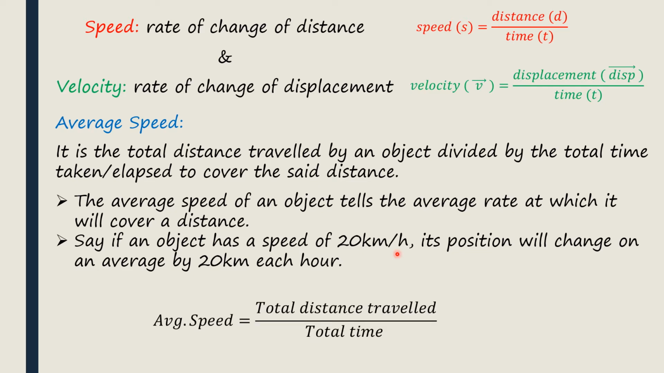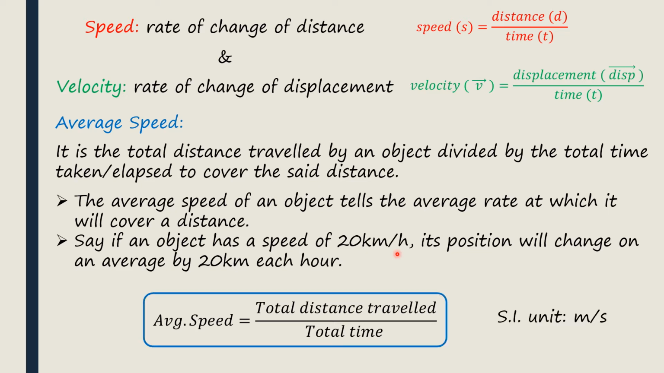Therefore, average speed is equal to the total distance traveled divided by the total time. The SI unit for average speed is the same SI unit that we use for speed, which is meters per second. It can also be kilometer per hour, which we have already used here. So that is how we do it. Now we have seen what average speed is, the formula to calculate it, and the SI unit of average speed.